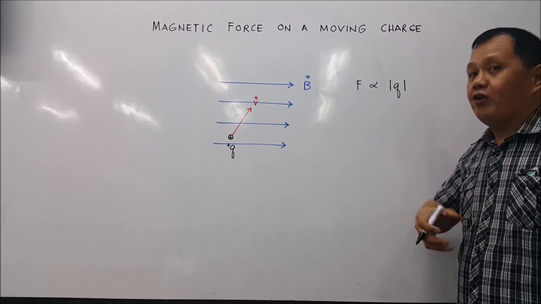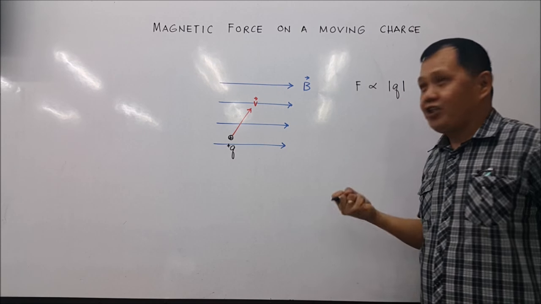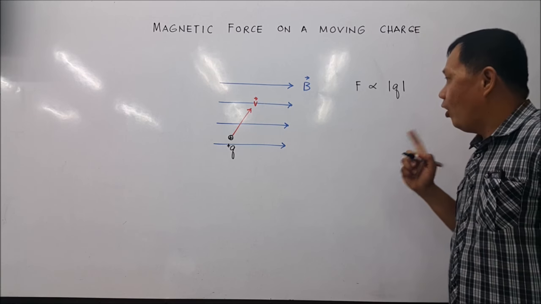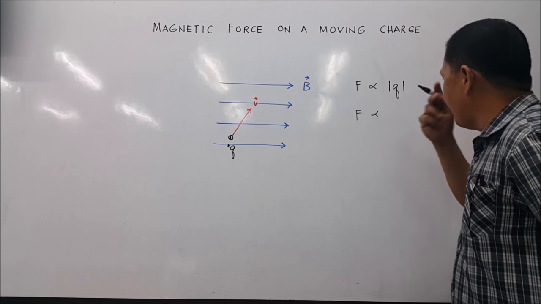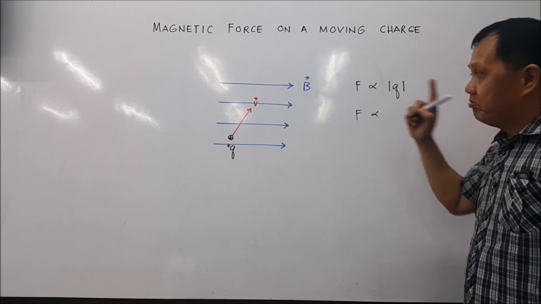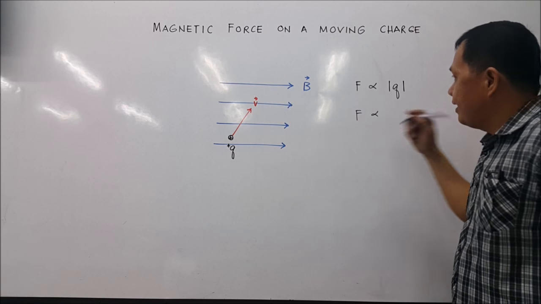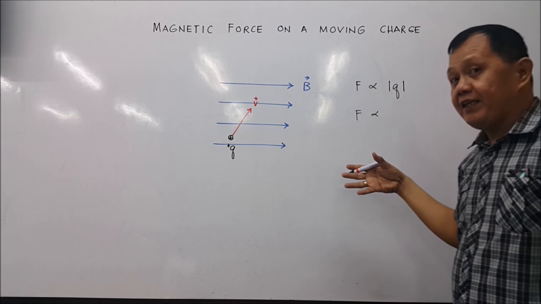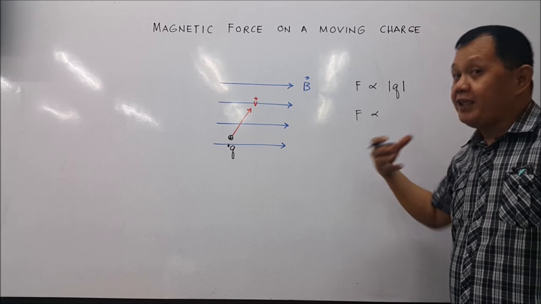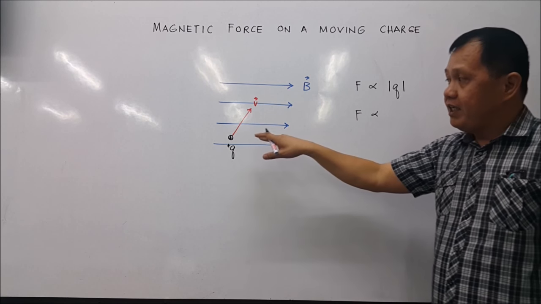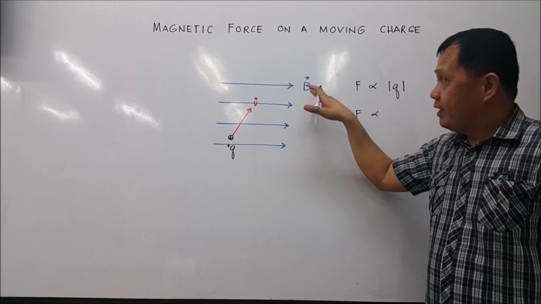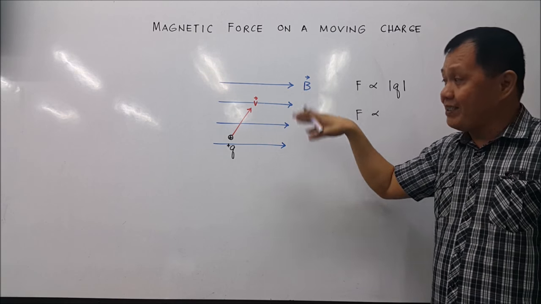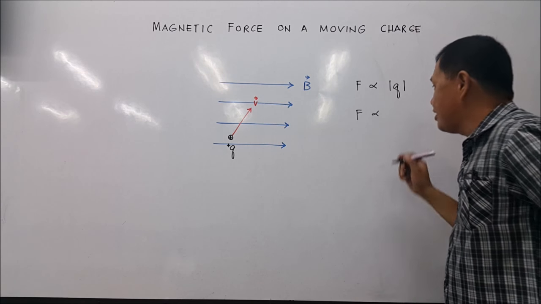charge. So the larger the charge, the larger the magnetic force. Also, the magnetic force is proportional to the component of the velocity perpendicular to the magnetic field. So for example, if the charge is moving parallel to the field, then the magnetic field B will not exert a magnetic force on the charge.